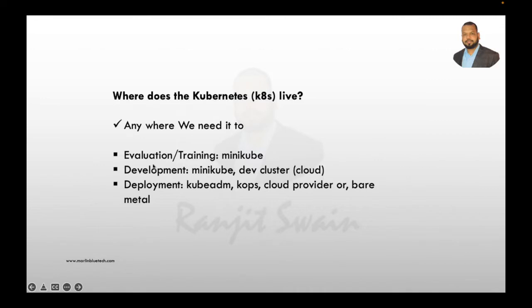Now, anywhere we need it, for education and training purposes, what kind of Kubernetes are you going to use, how will you create the cluster, what tools are you going to use. For evaluation and training purposes, like what we are doing, we have to install Minikube Kubernetes and work on that. For development purposes also, most companies or organizations use Minikube and a Dev Cluster in the cloud, that is AWS or other cloud service providers, which provide a development environment where you can use Kubernetes. The other one is deployment, which is in production. Production will be using kubeadm, kops, a cloud provider, or bare metal. There are many other service providers who provide Kubernetes service, with their own applications and different names.